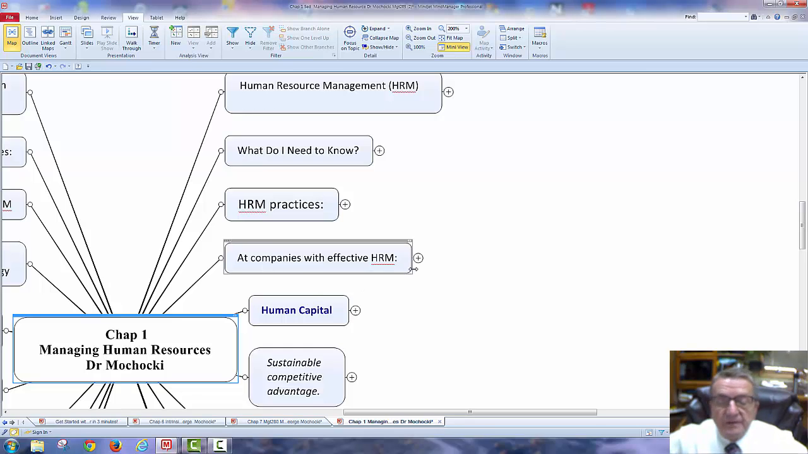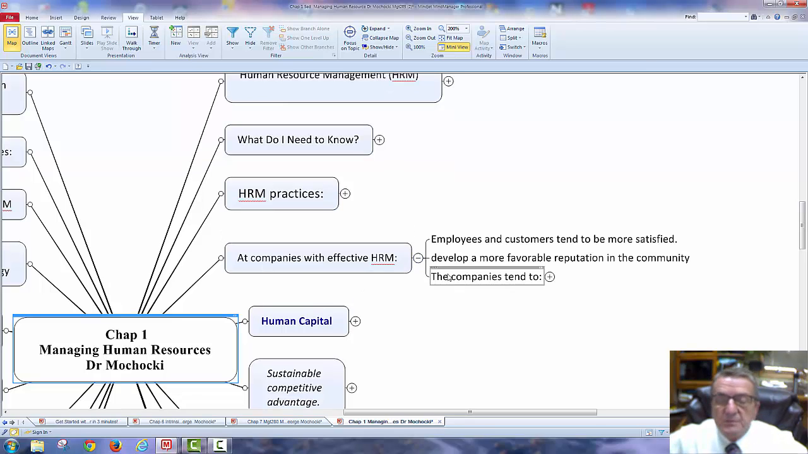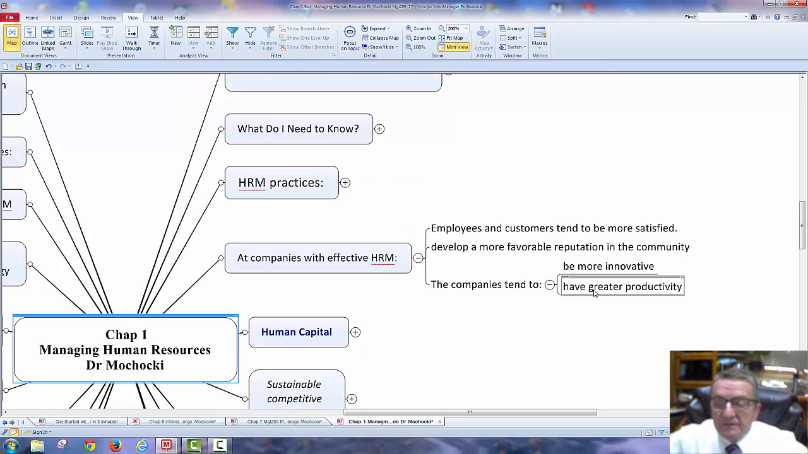At companies with effective human resource management, employees and customers tend to be more satisfied. You have a happy employee, you're going to have a happy customer. They develop a more favorable reputation in the community. You're bringing in top-notch individuals, and a lot of times these individuals are self-motivated. They want to share and give back to the organization. The company tends to be more innovative, with greater productivity.